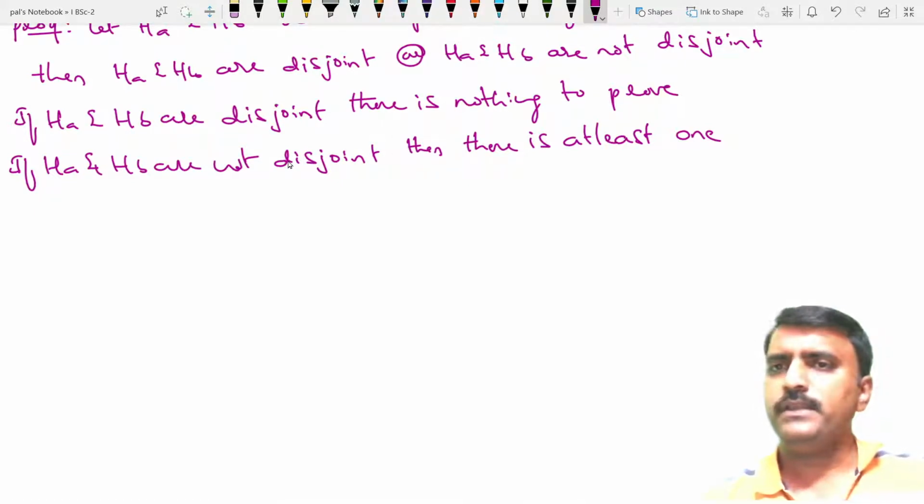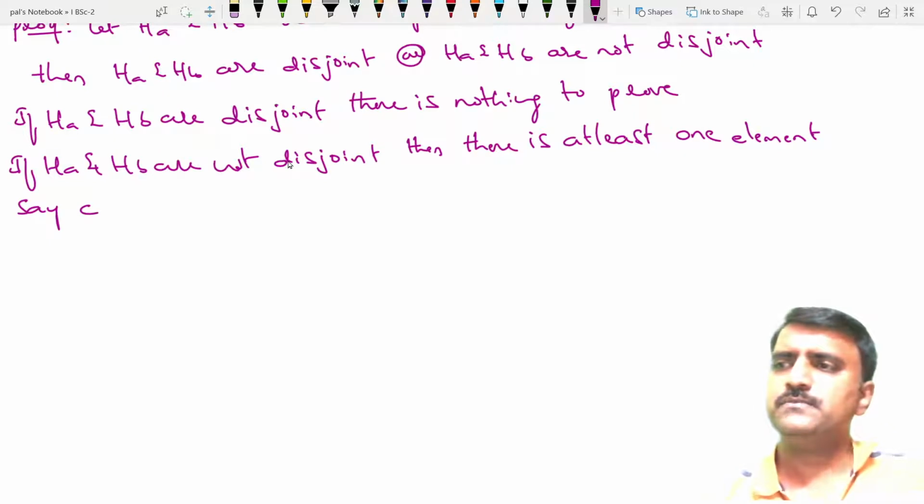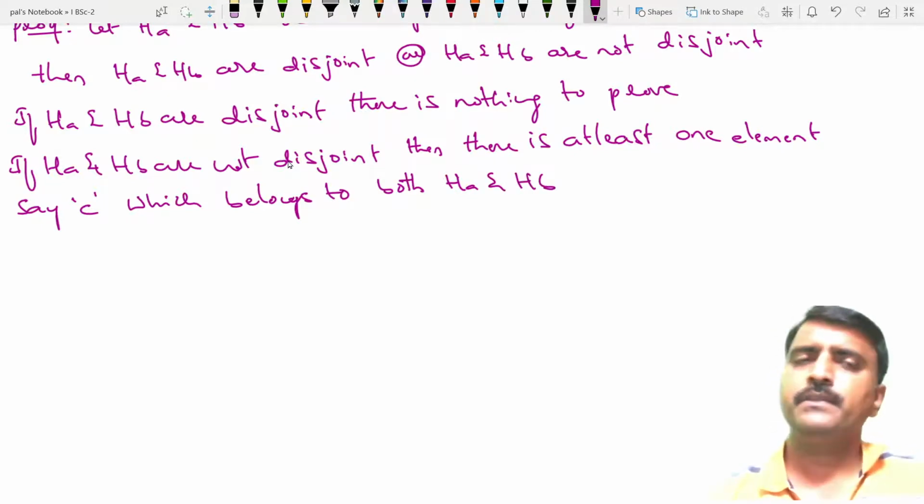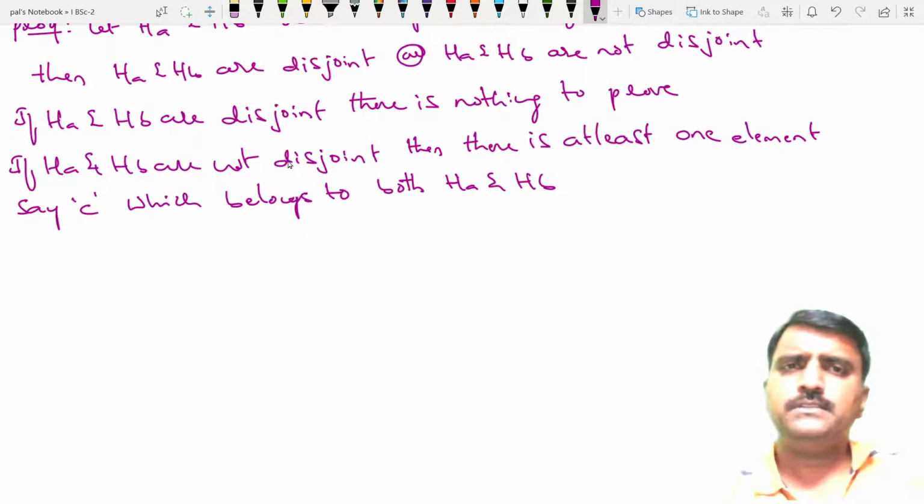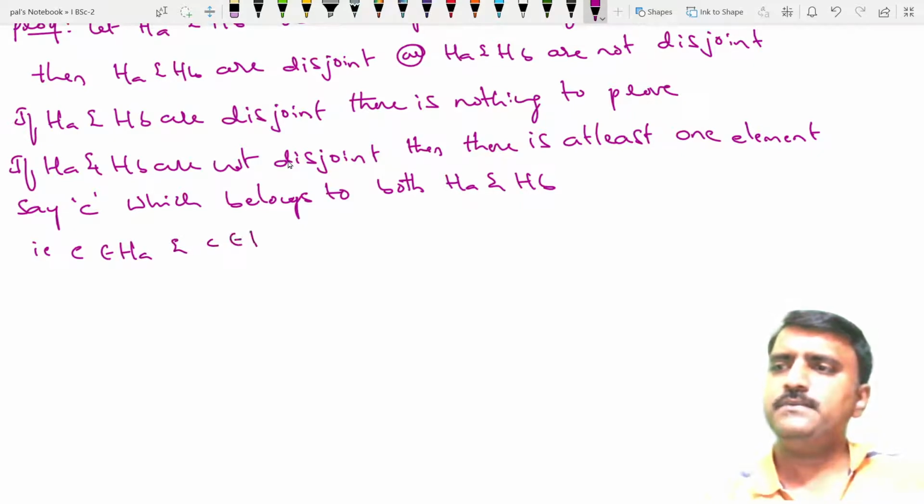There is one element, say C, which belongs to both HA and HB. Both HA and HB. We take a common element because they are not disjoint. So that common element we consider is C. So C is an element of HA and C is an element of HB.